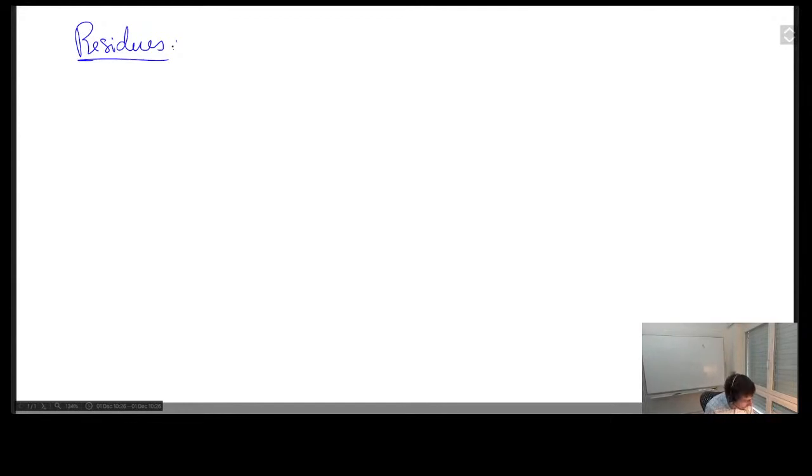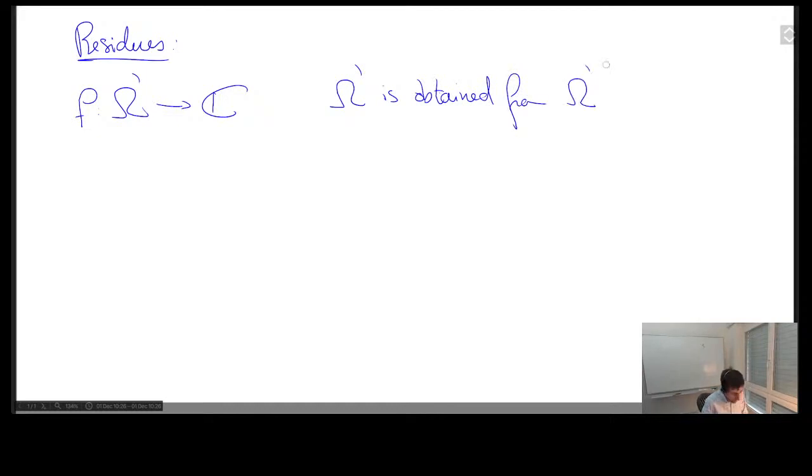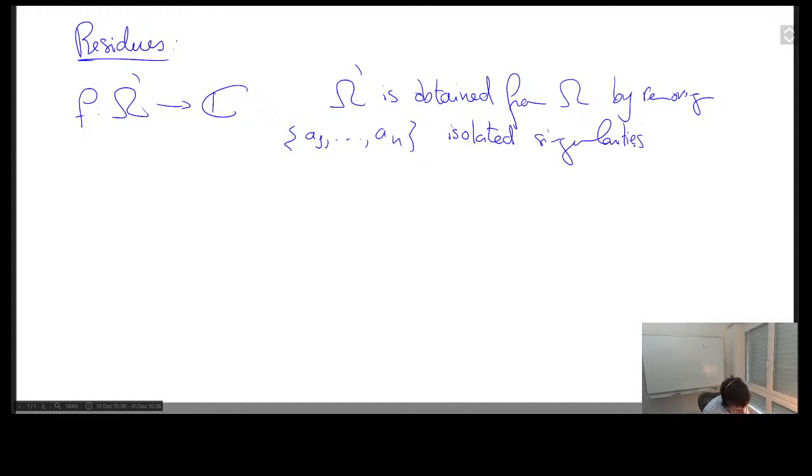Okay, so we have a function defined in a set omega prime, where omega prime is obtained from omega by removing points A1, ..., AN, the isolated singularities of F. So F is analytic in omega except in those points, the isolated singularities of F. So analytic.